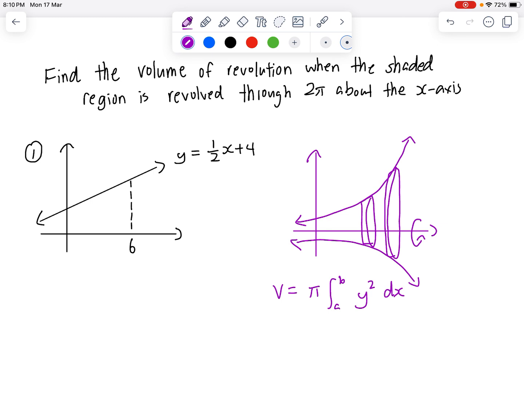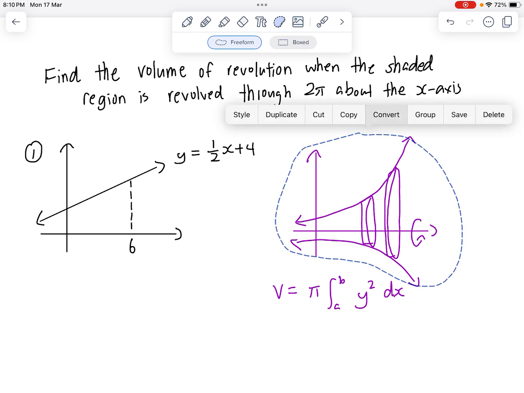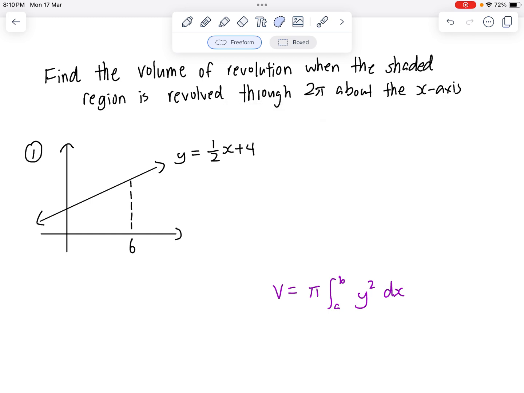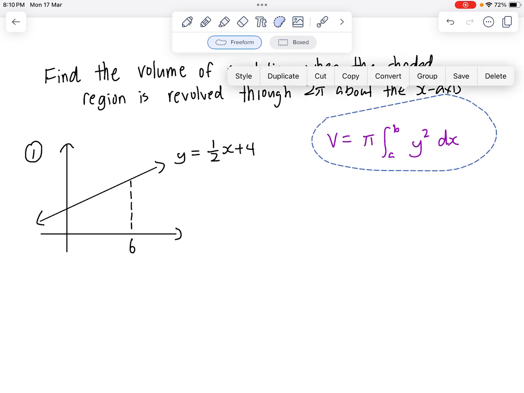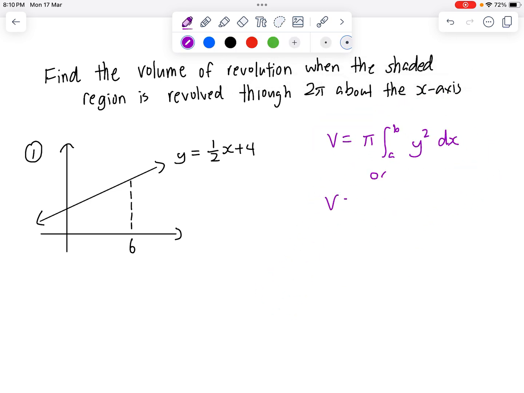So now let's try applying that and doing some practice problems. I'm just going to leave the formula here, and I'll write it again, it's the same thing, just to be clear, because f of x and y are the exact same thing. So now let's try doing it.